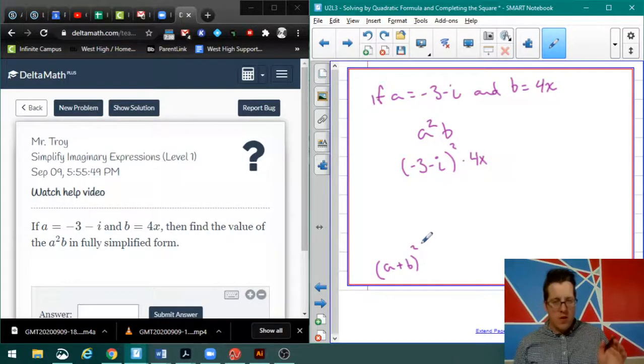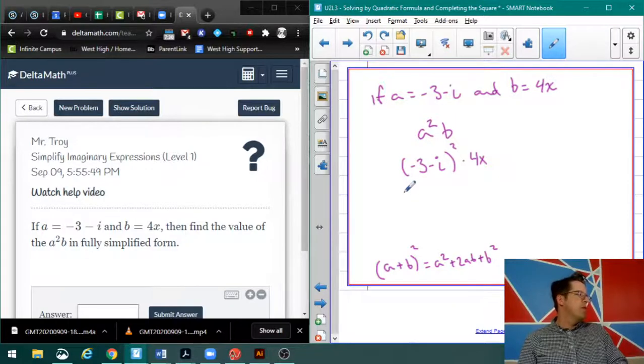and I know I could FOIL this, but if I memorize the pattern now, then when I need it in a week, I'll still remember it. How about that? So it's A squared plus 2AB plus B squared. So if we do the same thing, this would be 9, plus 6i, and then plus i squared times 4x.